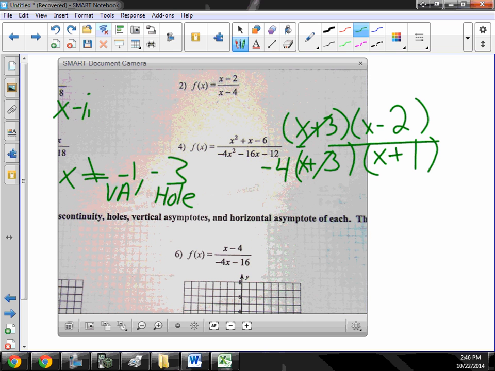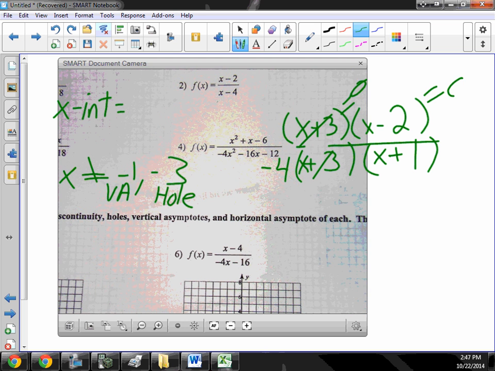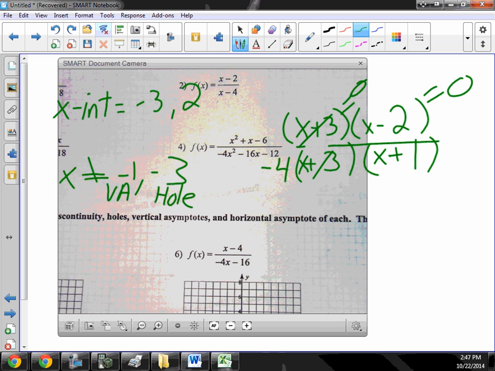So x-intercepts, how do I find those? I set the top equal to 0. So my x-intercepts are -3 and 2, but it can't be -3 because -3 is a hole.